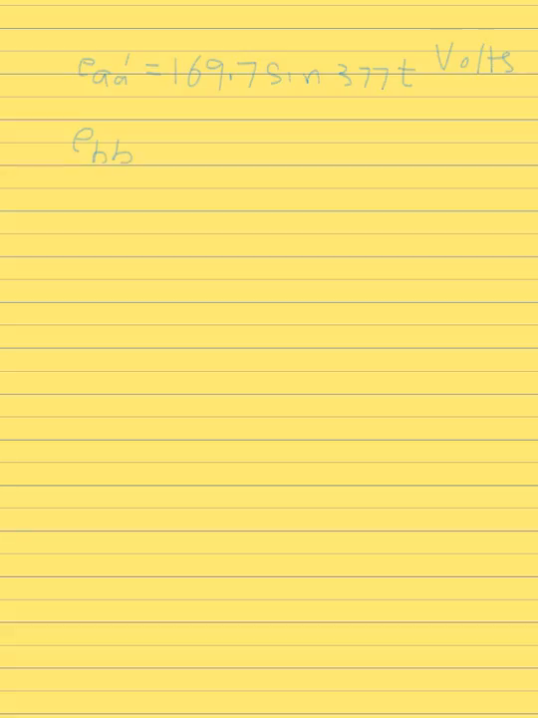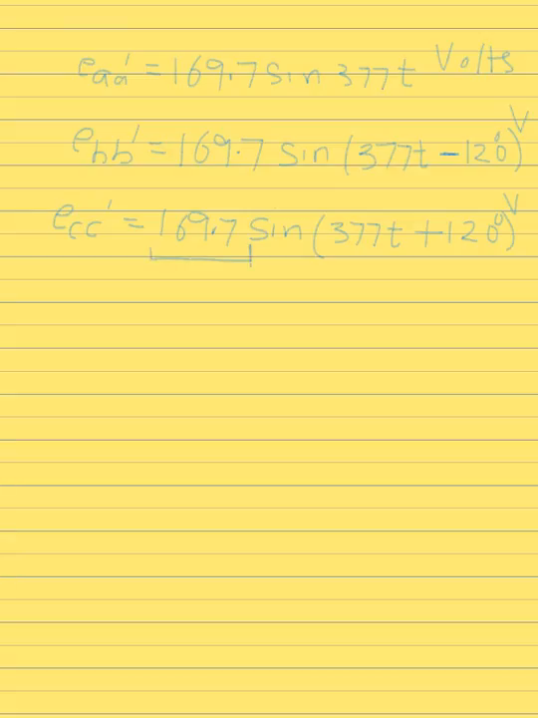Now for phase B, we do not need to calculate the amplitude. It's going to remain the same: 169.7 sin(377t - 120°), again in volts. And for phase C, it's 169.7 sin(377t), either minus 240 or plus 120, the same thing. So you can look at this as a four-quadrant space. Okay, so this is giving you the amplitude.